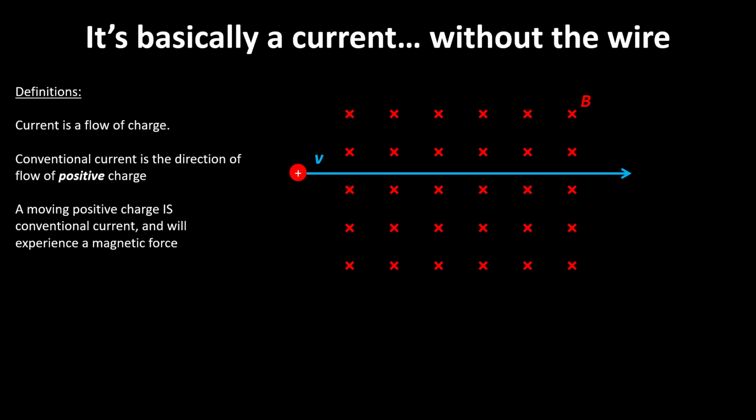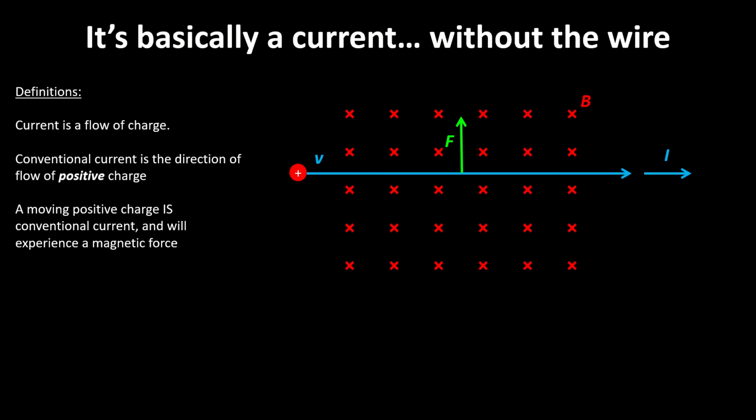Now, a positive charge moving to the right like that is the same thing as a current moving to the right. So you can use the same right-hand rule. Your fingers pointing into the screen, thumb pointing to the right, your palm is facing up, so you get a force on that charge upwards.